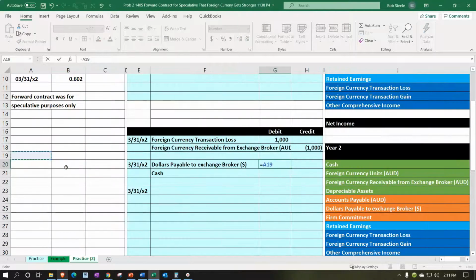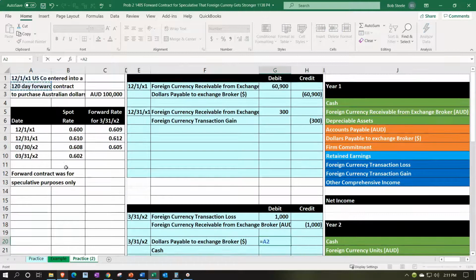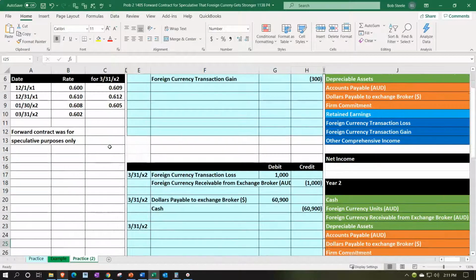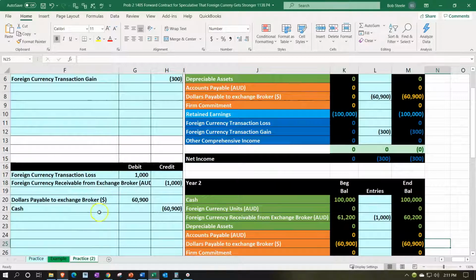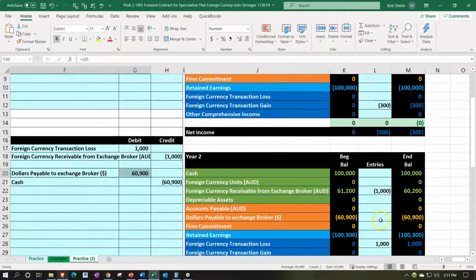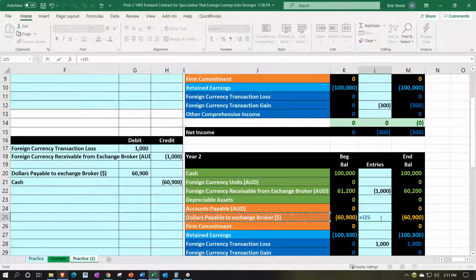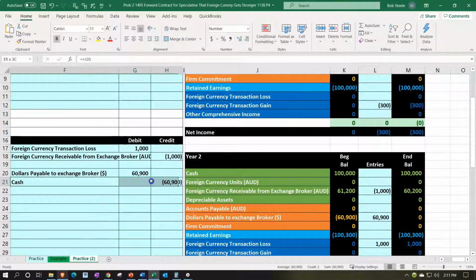I'll just calculate it again so we can see where we got it. It's the 100,000 times the forward rate when we first set up the contract. That hasn't changed since then. And there we have it. So now we're just going to pay that off. If I record this, this is going to go down to 0, and then this side is going to be cash, decreasing cash.